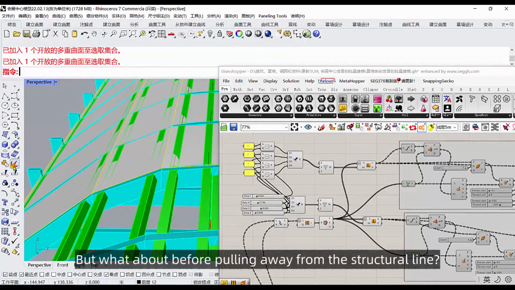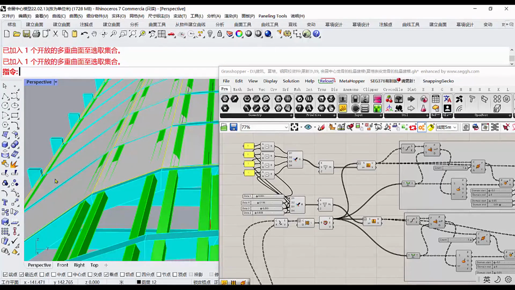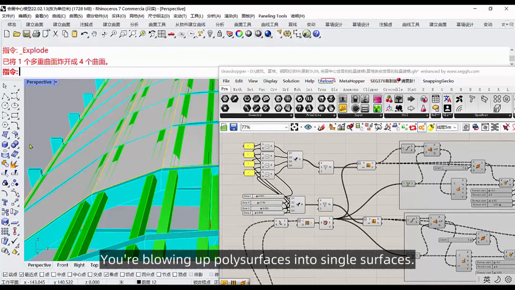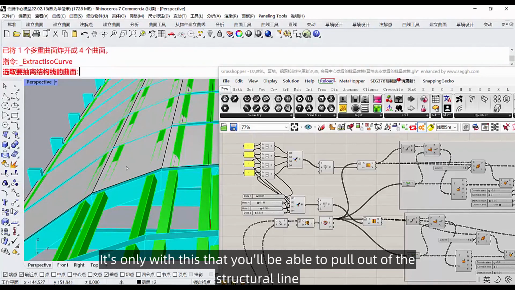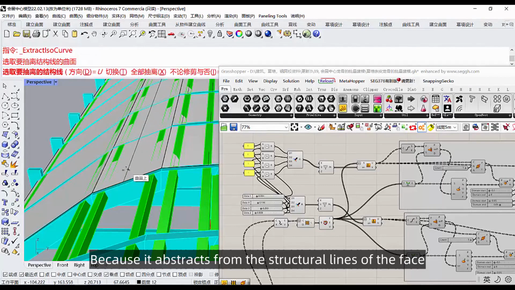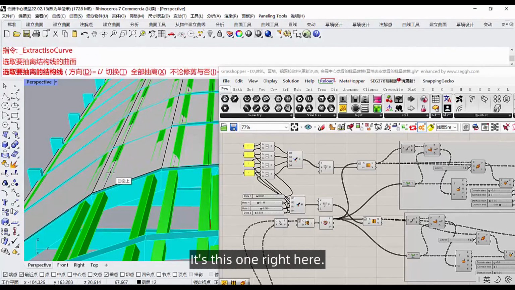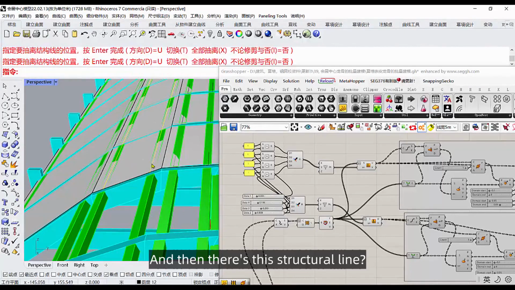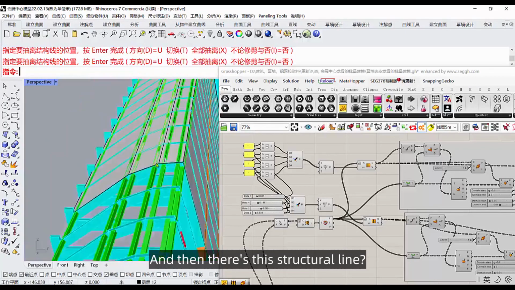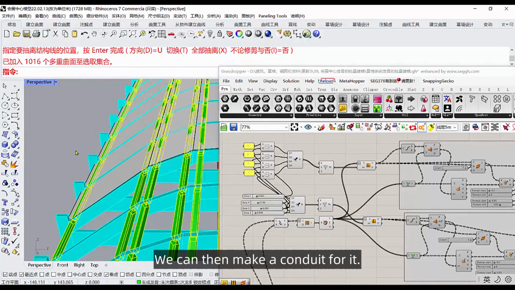But what about before pulling away from the structural line? You're exploding polysurfaces into single surfaces. It's only with this that you'll be able to pull out of the structural line, because it extracts the structural lines of the face. It's this one right here, one on this side. And then there's this structural line. We can then make a conduit for it.